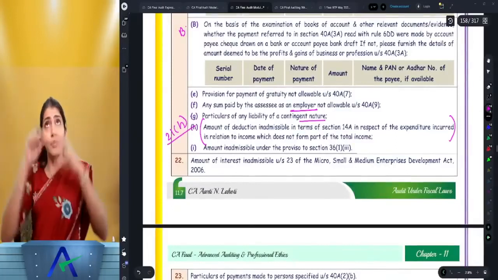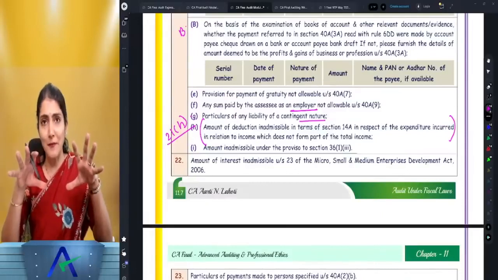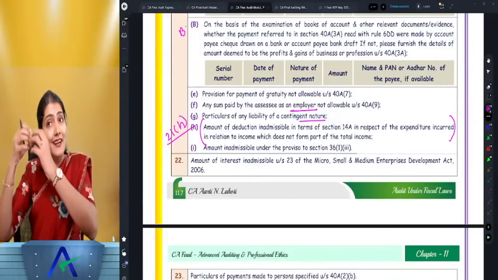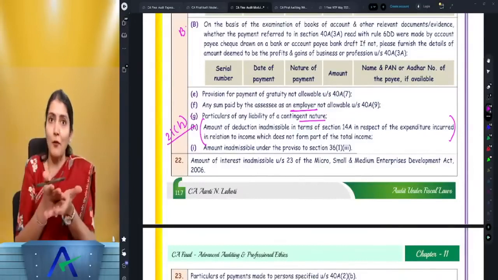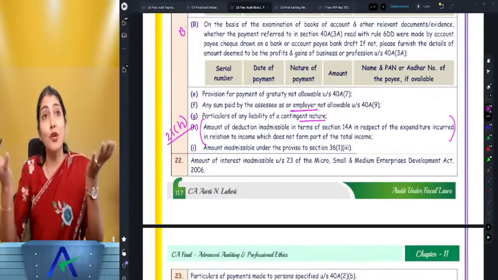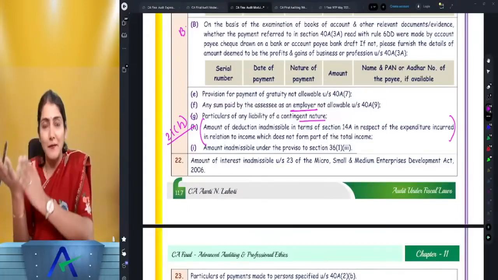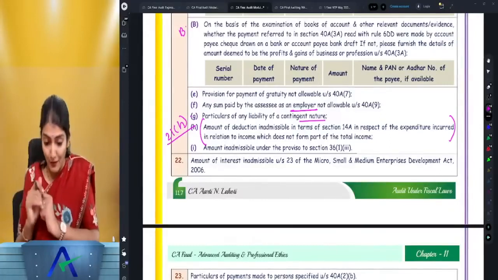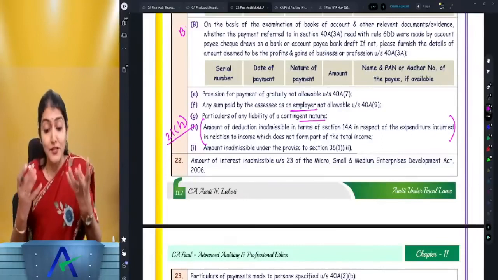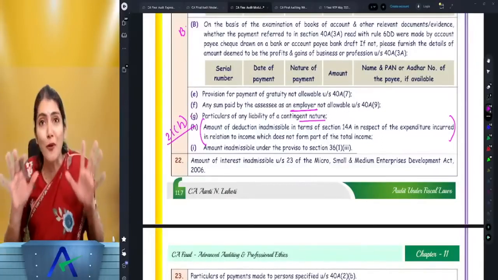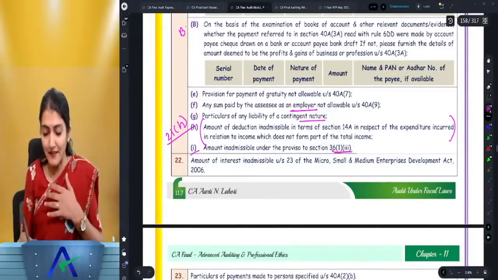What is 21H? See, your total income also has some agricultural income. Now agricultural income is exempt from the payment of taxes. And now for earning that agricultural income, you incur some expenditure. Should that expenditure be allowed under the income tax law? No, it should not be allowed, because the income is exempt. So the expenditure should be disallowed. So the amount of deduction inadmissible in terms of section 14A in respect of the expenditure incurred in relation to income which does not form part of the total income. Right? So that is 21H, and then you have 21I, which is the 36(1)(xiii).